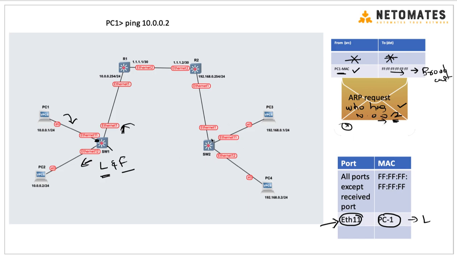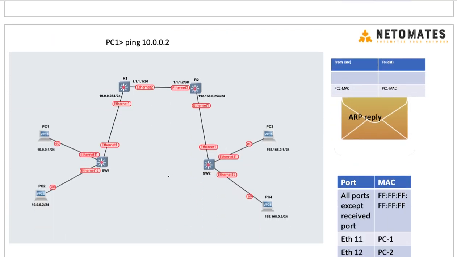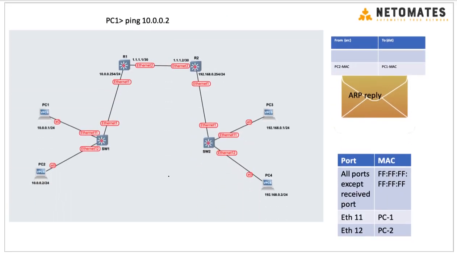Now the ARP reply. PC2 will send the ARP reply. The source address will be PC2 MAC, because PC2 is the one replying to the ARP request. The destination is whoever requested the ARP; in this case PC1 requested it, so it is sent to PC1. In the ARP reply it will tell its own MAC address: my MAC for 10.0.0.2.